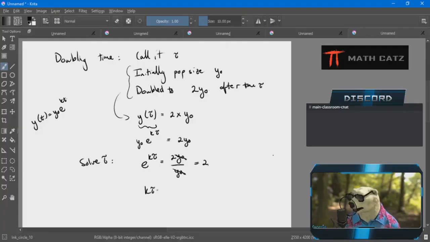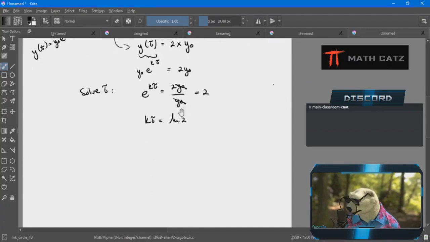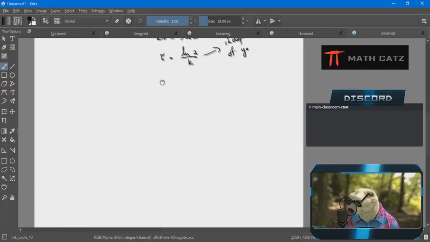So k times tau is natural log of 2. So my doubling time is natural log of 2 over k. This is completely independent of how much I started with, of my initial population size. It's a property of the population and how it grows.